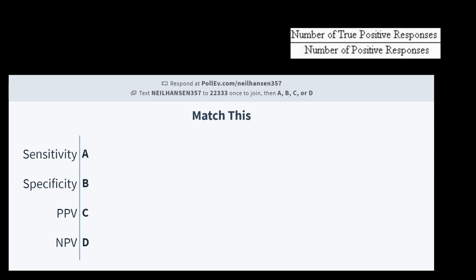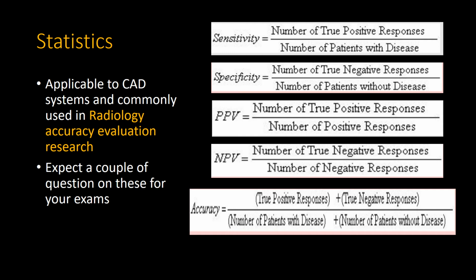Next question is, what is the number of true positive responses over the number of positive responses? That would be the positive predictive value, which basically tells you how well a test works. So if you look at sensitivity, specificity, positive and negative predictive values, you will be expected to know what all of these things are. And they're especially applicable to CAD systems because they're commonly used to determine how good a CAD system is. They're also commonly used in radiology accuracy evaluation research.